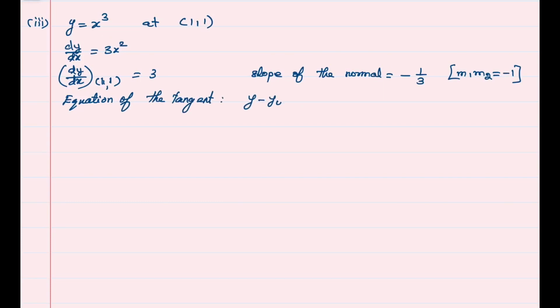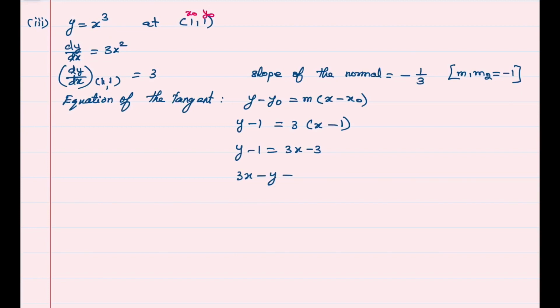y minus y0 equal to m times x minus x0. x0, y0 is the point of contact and m is the slope of the tangent. So we get y minus 1 equal to, slope of the tangent is 3 and x0 is 1. Let us open the brackets, 3x minus 3. Therefore, equation of the tangent is 3x minus y minus 2 equal to 0.